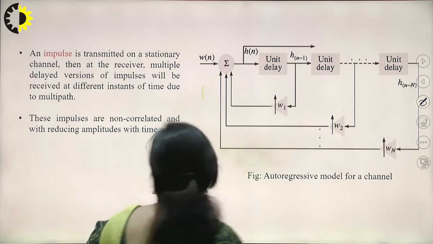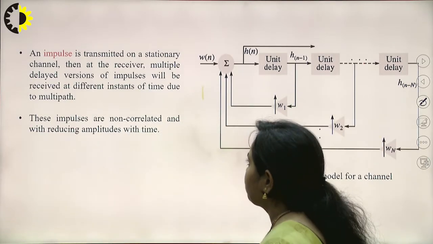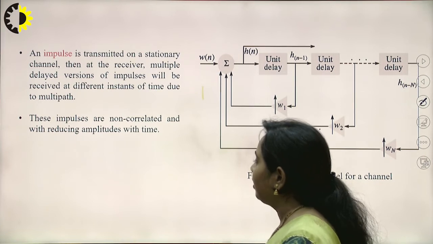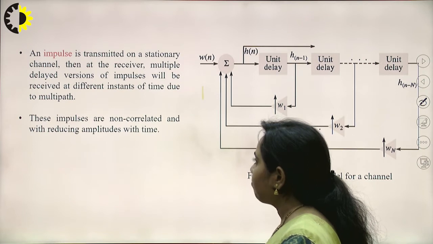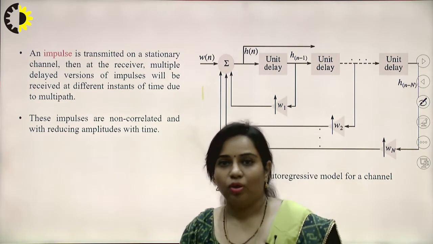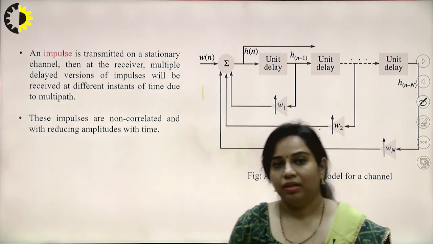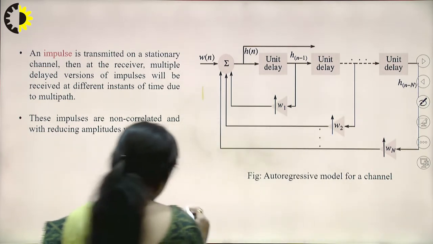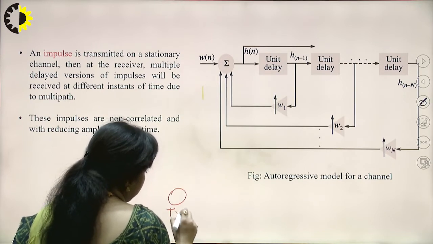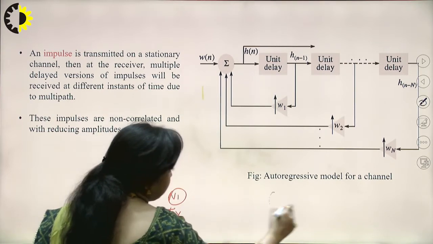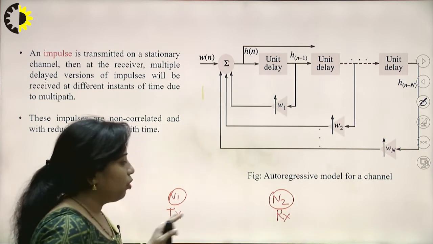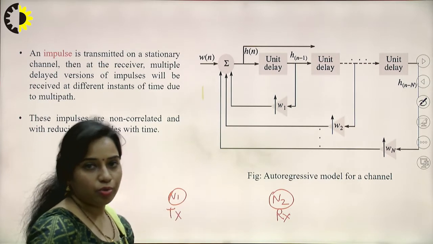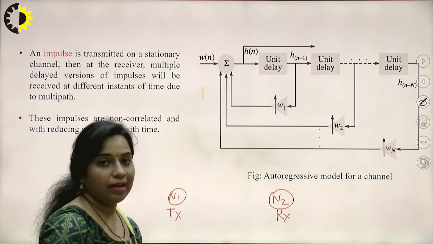Now next is, if an impulse is transmitted on a stationary channel, then at the receiver multiple delayed versions of impulses will be received at different instants of time due to multipath. So basically what happens in multipath propagation, let me show you with a diagram. Let's say this is the transmitter, this is one node N1, this is the receiver, node N2. We want to transmit the information from this point to this point with the help of wireless communication.